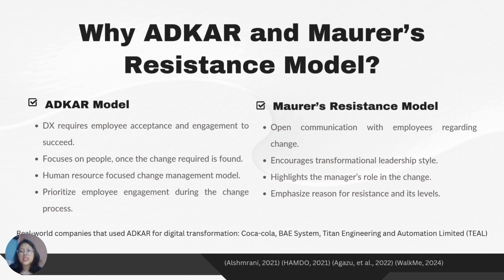The reason for choosing these two models is that they are people-centric, as human resource is the most valued asset of an organization. Research has shown that ADKAR is highly effective in digital transformation. Many companies such as Coca-Cola, BAE Systems, and Teal have adopted this model. According to Philip Nunn, the manager for Plantic Incorporation, in manufacturing industries, resistance mostly arises from managers. So, models that value employee engagement, encourage open discussion, and highlight transformational leadership style are most effective for overcoming resistance.